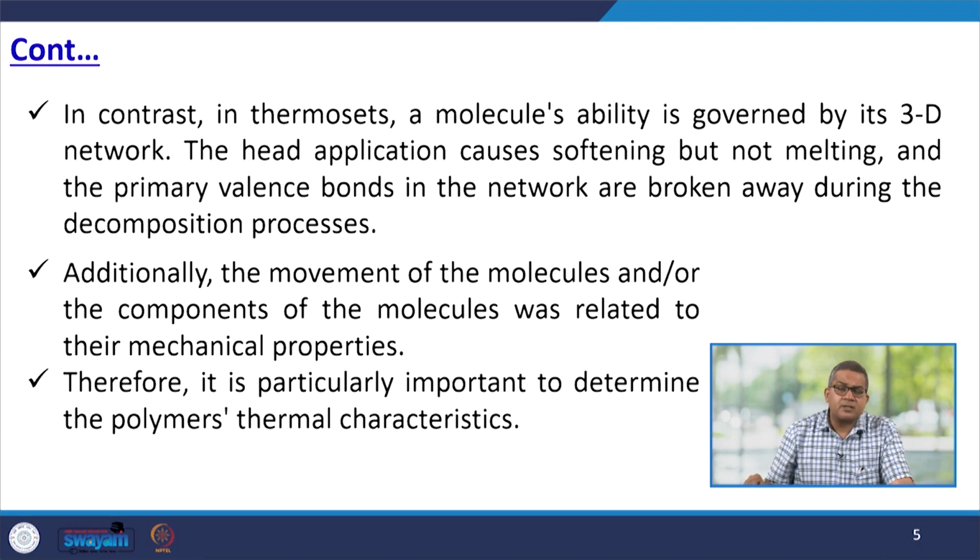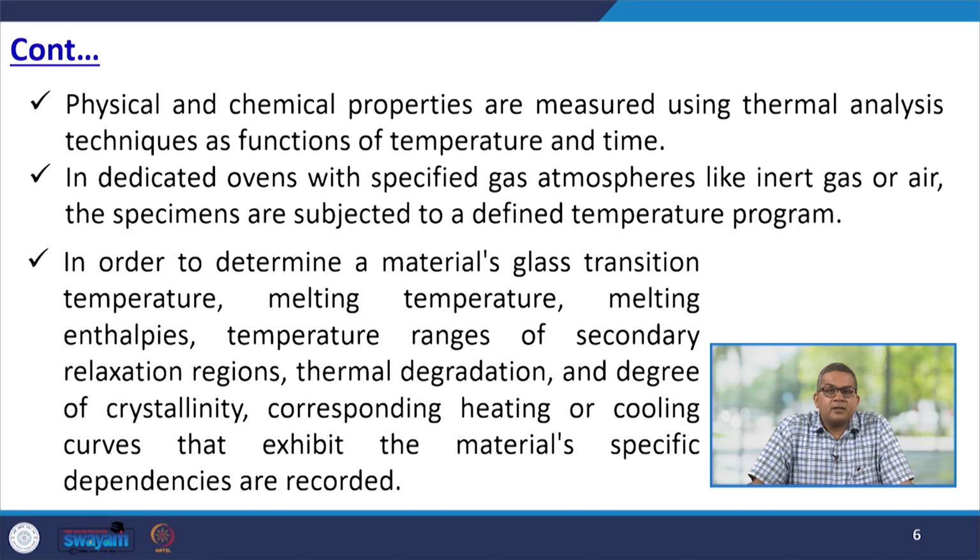In contrast, for the thermoset, the molecule's mobility is governed by its 3D network. Heat application causes softening but not melting, and the primary valence bonds in the network are broken away during the decomposition process. Additionally, the movement of the molecules and the components of the molecule is related to the mechanical properties, and therefore it is particularly important to determine the polymer's thermal characteristics.